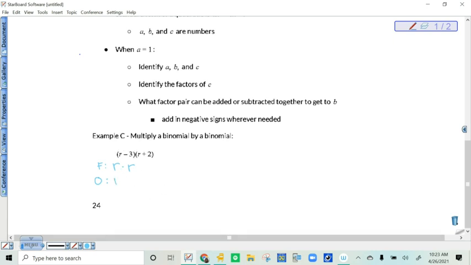R times 2. And what does the I stand for? What are the inner terms here? Negative 3 and R. And what does the L stand for? Yeah. And what are my last terms? Exactly. Now let's multiply those out.